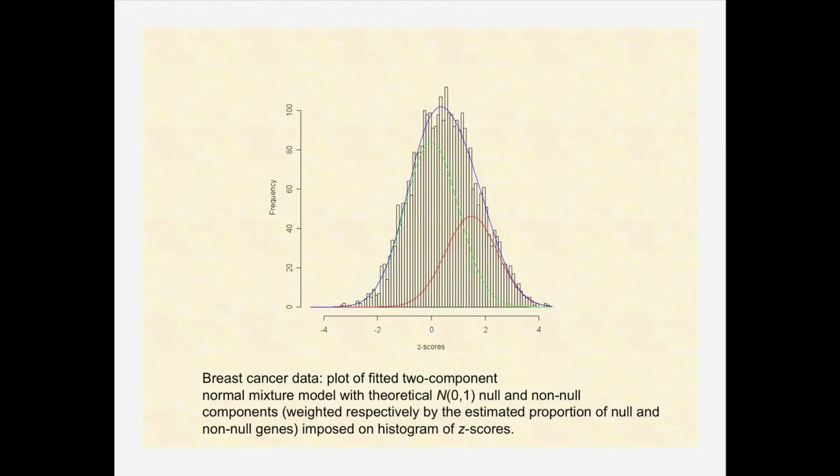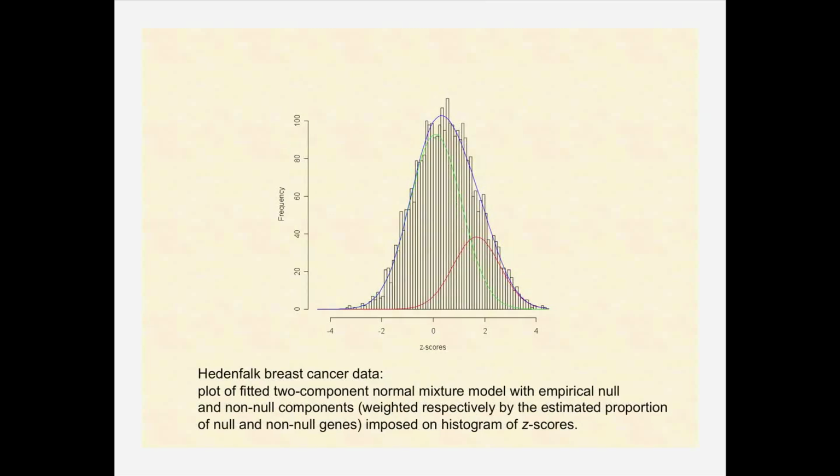And so here we have the head and neck data. Again, this is our mixture density with a theoretical null, that's a standard normal 0,1 weighted by pi naught, and this is 1 minus pi naught weighting the alternative density. And then we've got the empirical null, where we actually estimate the null distribution.